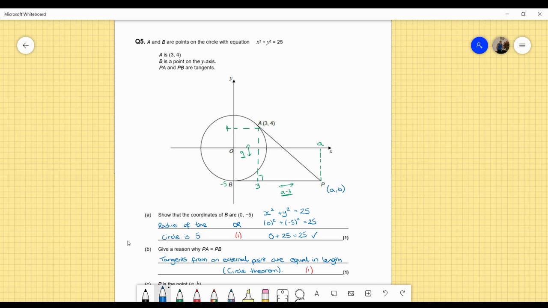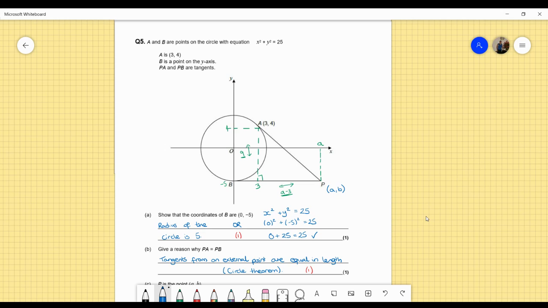So we know there are two ways of doing this one, that r squared is 25, and therefore the radius of the circle is 5. And so we know we have to go down from the centre, 0, 0, down -5 to B, and obviously it has an x coordinate of 0, so we could state that one. Or you could substitute in the two values, so 0 squared plus -5 squared, to show that you get 0 plus 25, which is in fact equal to 25. So there's 1 mark for that one.